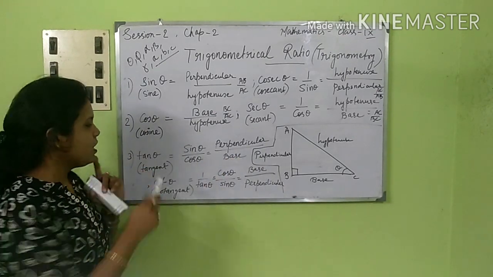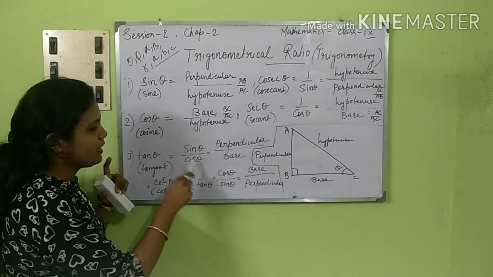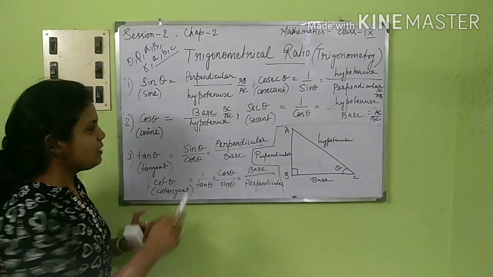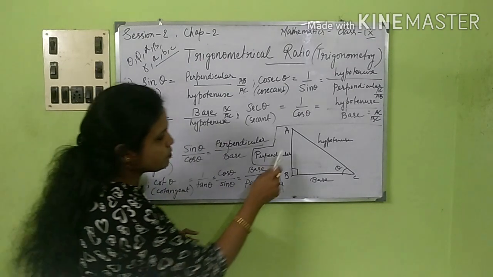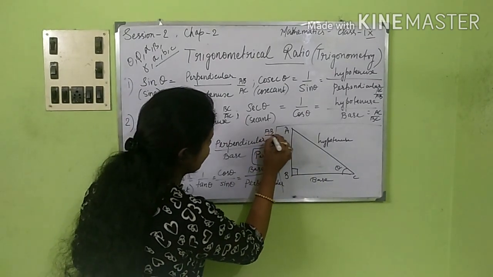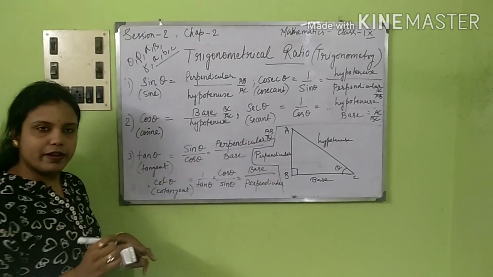Just remember one thing, tan theta is equal to sin theta by cos theta, and then after that you can find it out. So that means perpendicular by base. Which is perpendicular by base? That is AB by BC. So you can write here AB by BC, right?